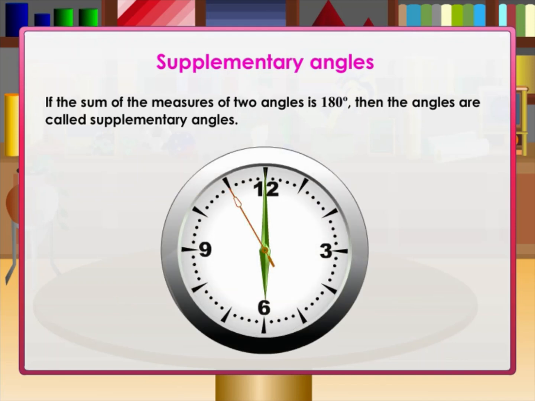Let's consider the clock. The clock is showing the time 5 o'clock, 59 minutes, 55 seconds. The angle between the minute hand and the hour hand is 180 degrees. The seconds hand is standing in between them. The angles formed by the seconds hand with the hour hand and the minute hand with the seconds hand are supplementary to each other because the sum of the angles is equal to 180 degrees.